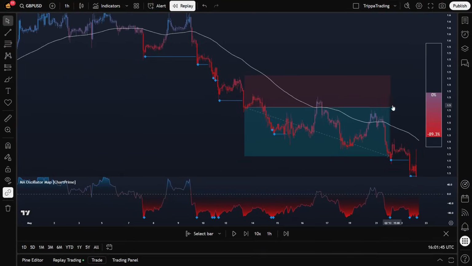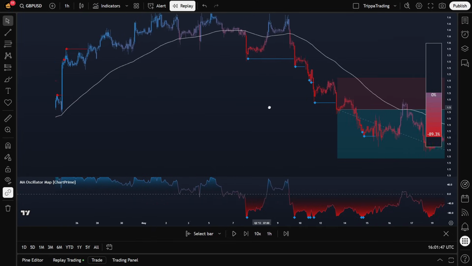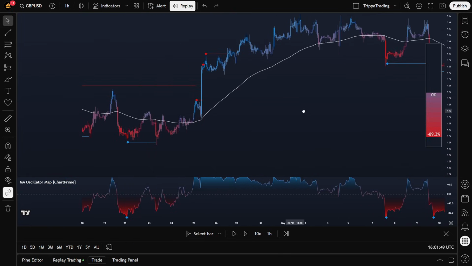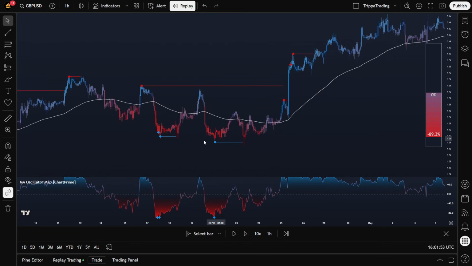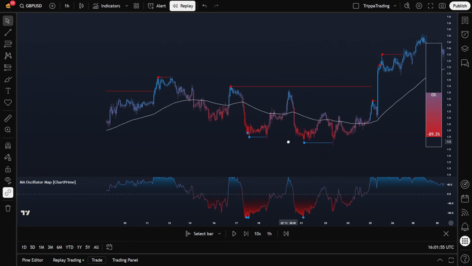There will still be losing trades, especially if the market suddenly ranges or news hits. That's normal. So always use proper risk management and don't risk more than a small percentage of your account per trade. This is not financial advice. It's an educational strategy you can test, tweak, and adapt to your own style.